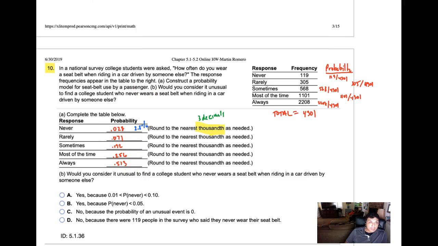Then the next piece we have here is to understand this concept of unusual. In probability, we say an event is unusual if it happens less than 5% of the time. So in this case, would it be unusual to find a college student who never wears their seatbelt? And the answer would be yes, because the probability of never, the probability of this event, is less than 5%.